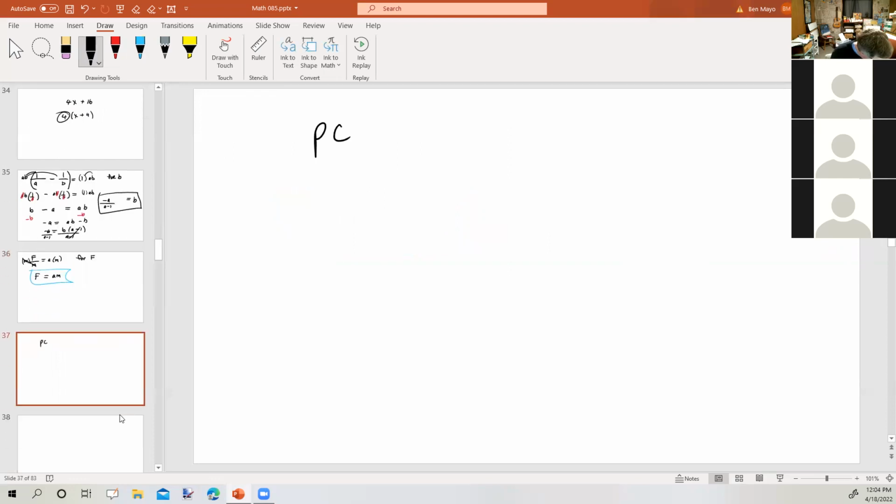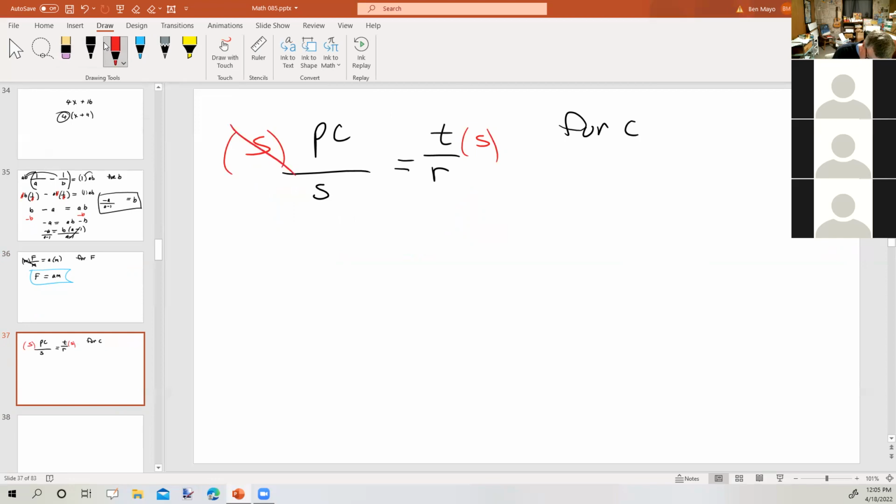Yes. PC over S equals T over R. Solve for C. Well, we could multiply both sides by S. On the left, the S's would reduce out, giving us PC. And on the right, we'd have ST divided by R.